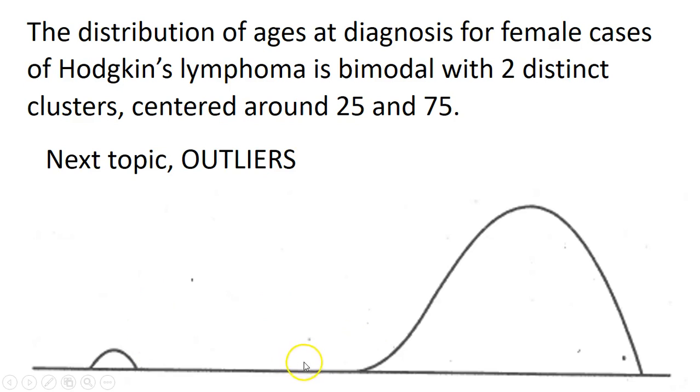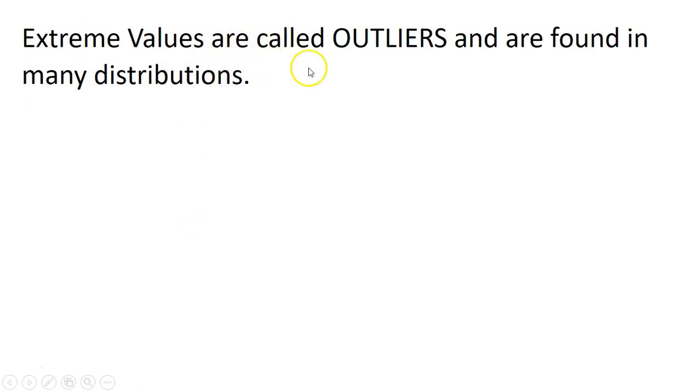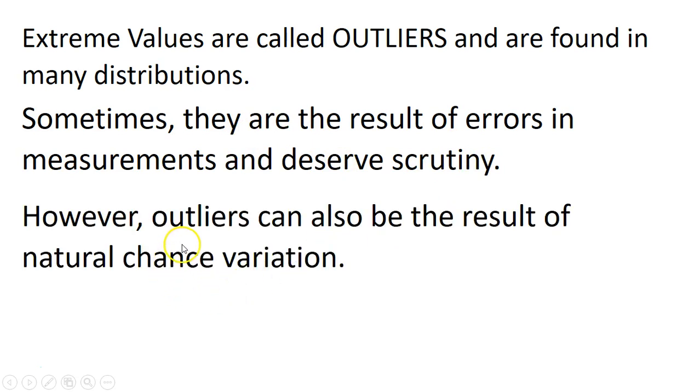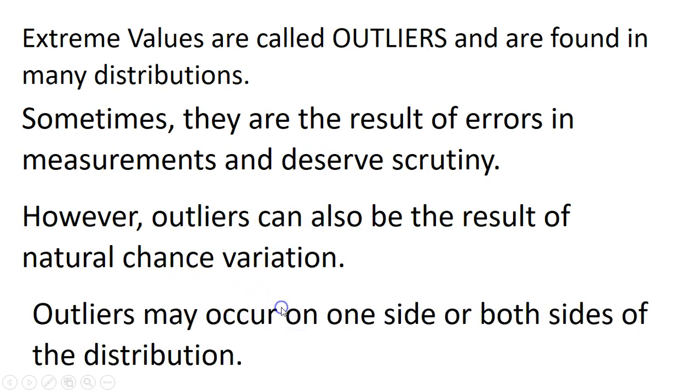And this is to show you with data, it looks like there's a large grouping of data here, right? And then you've got this little thing out here. That is an outlier of your data. Extreme values are often called outliers and are found in many distributions, and sometimes they are the result of errors in measures, or just happen randomly, and they do deserve some scrutiny. However, outliers can also be the result of something naturally happening, so you can't just discredit all of them because you see an outlier.